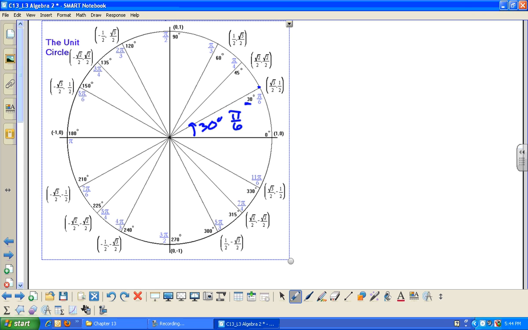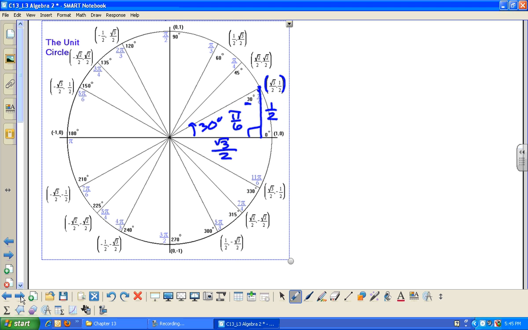At this point on my xy graph, I have the point x is square root 3 over 2 and y is 1/2. The reason I have that is because if I created this triangle, remember whenever you create a triangle it should always be in reference to the x-axis. My opposite here would be 1/2 and my adjacent would be square root 3 over 2.